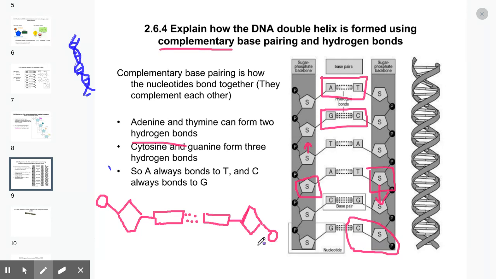Can you tell me, is this nitrogenous base adenine or guanine, based on the information that I've given you? Your answer should be adenine, because it has 2 hydrogen bonds, and adenine will always form 2 hydrogen bonds with thymine. Guanine will form 3, so it can't be guanine. All right, thanks.